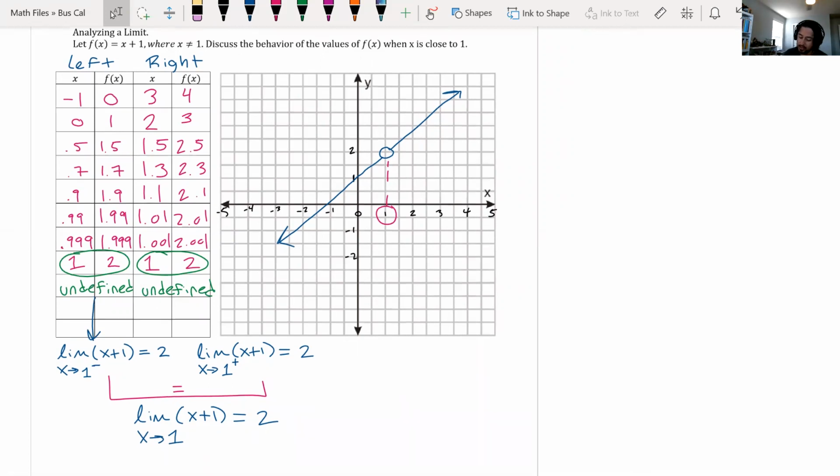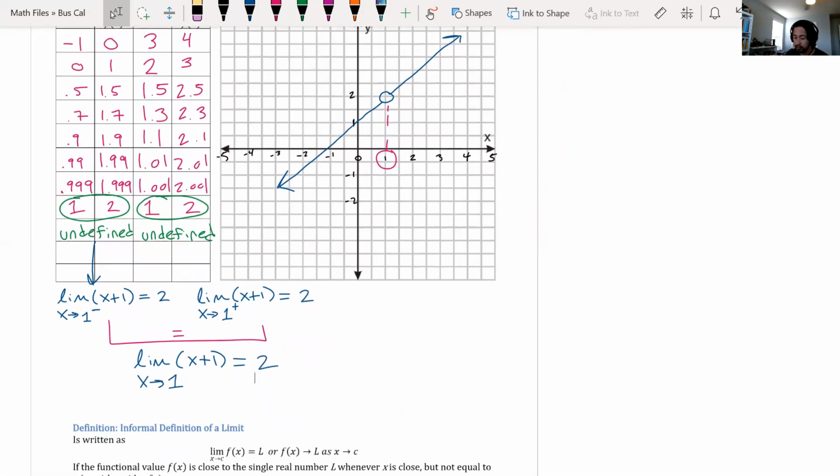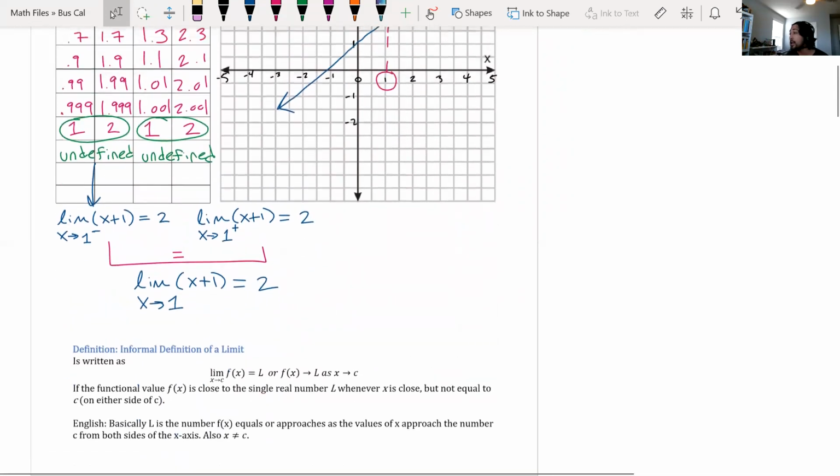Okay. And down below is just more information on the informal definition of a limit, just how it's written and how it's stated and what it means. But we already went over all of that. So the notation down here, all this says is the limit as x approaches some number c from both sides, the function f of x will equal some number L.